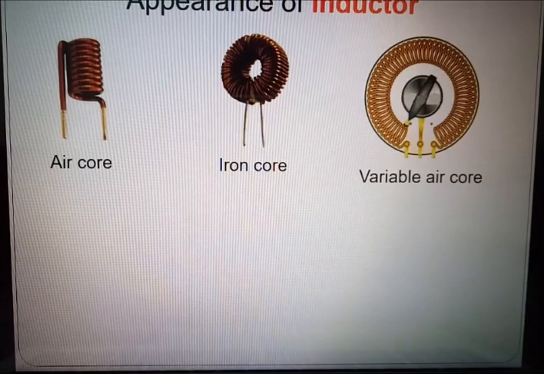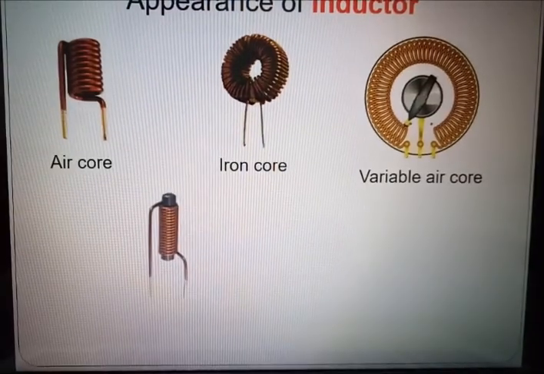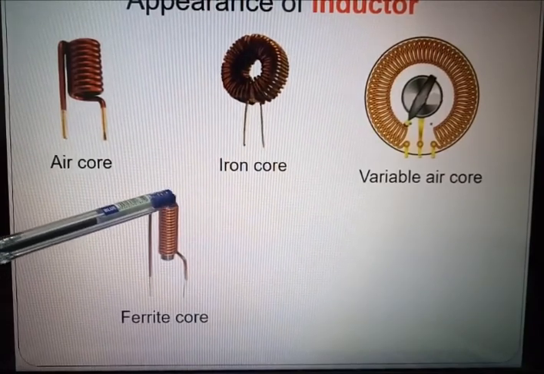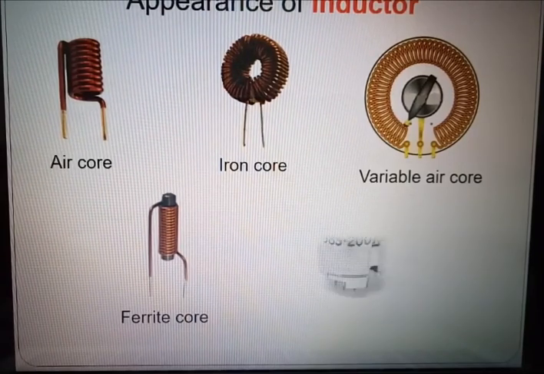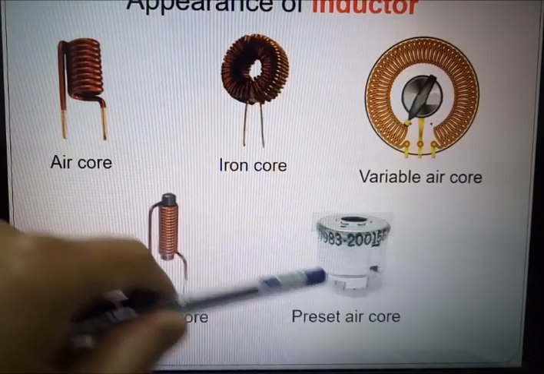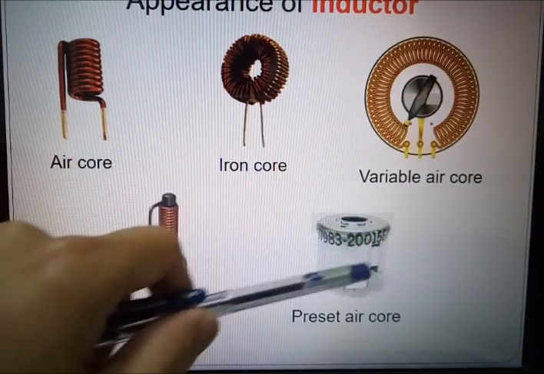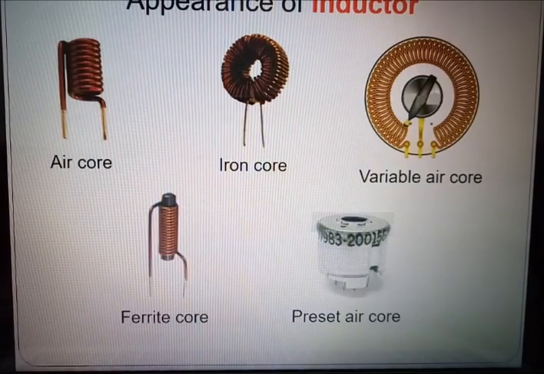inductor. Okay, and then next we have the ferrite core. This black color that you can see is the ferrite core. Then the last one is the preset air core. Inside of this picture that you can see is an inductor.